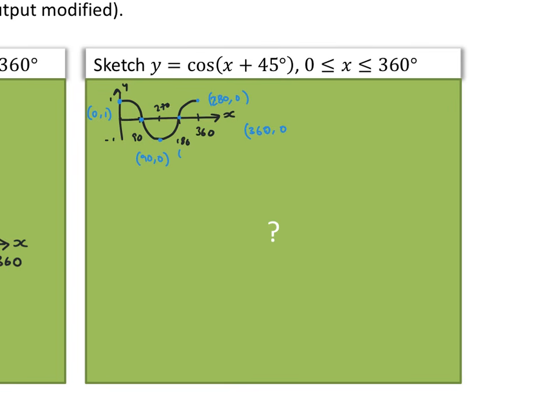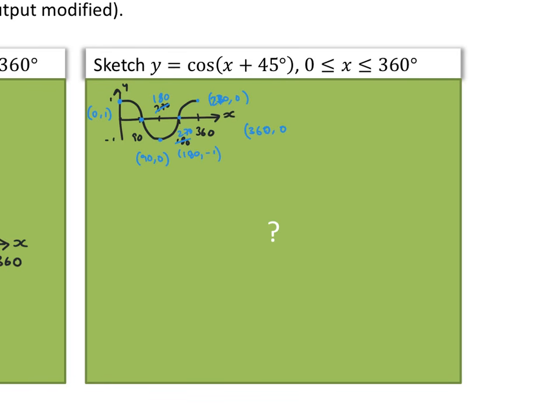What has happened? Sorry, that's 270. That's... There we go. And that is 180 minus 1. So none of my y coordinates are going to be effective. It's only my x. I'm going to minus 45 from everything.